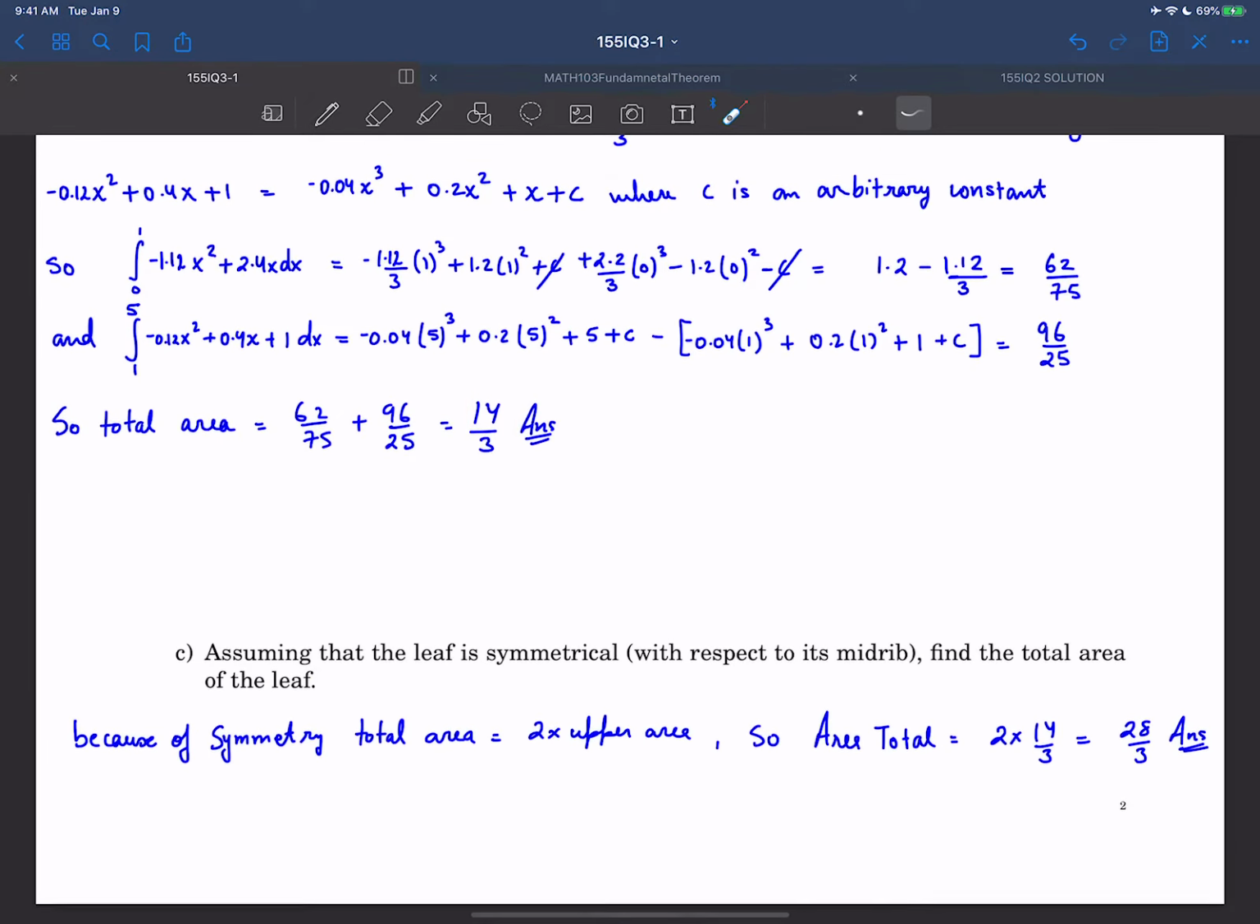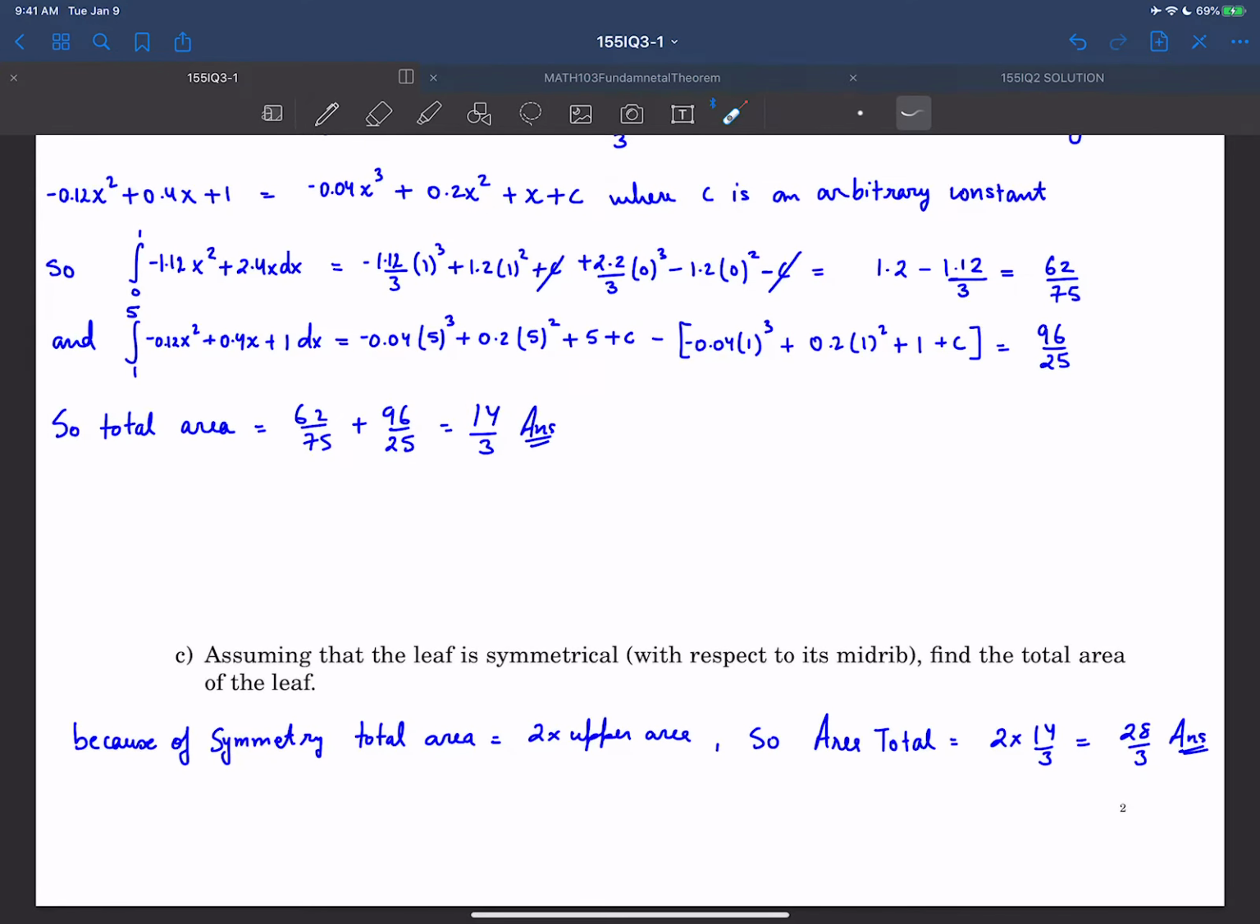Now what they want you to do is use symmetry to find the total area of the leaf. The total area of the leaf is the top portion and the bottom portion combined. Since they are symmetrical, and the top portion has an area of 14 over 3, the total area is twice that if you only consider the top face, which is the usual case. There is an ambiguity, of course, and I'm pretty sure you can clarify that for yourself as well. If they want you to find the area of the leaf on both sides, then you have to do 4 times the front area.